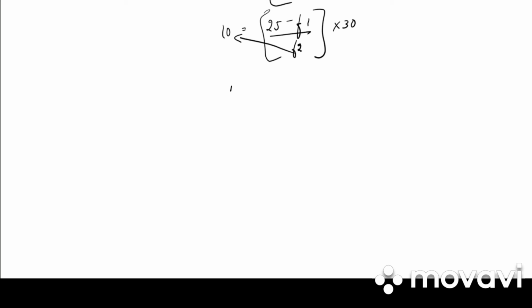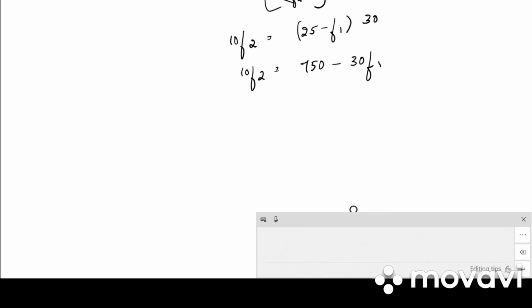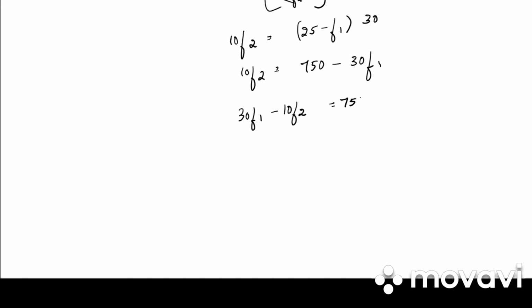F2 will be taken in the left hand side. So 10 F2 is equal to 25 minus F1 into 30. 10 F2 is equal to 30 into 25 is 750 minus 30 F1. So what is the equation? It is 30 F1 plus 10 F2 is equal to 750. We have equation number 2.